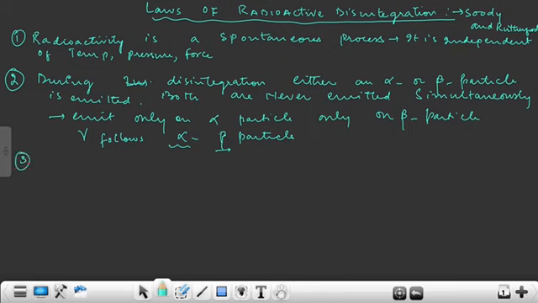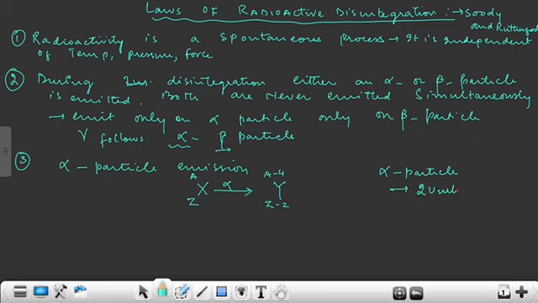Now the third law is that whenever an alpha particle is emitted, suppose this is an X radioactive substance, it emits an alpha particle and transforms into a new atom, let's say Y. Let's assume its atomic number is Z and mass number is A. The new atom formed from X will have mass number reduced by 4 and atomic number reduced by 2, because we know the alpha particle has 2 units of charge and 4 units of mass.